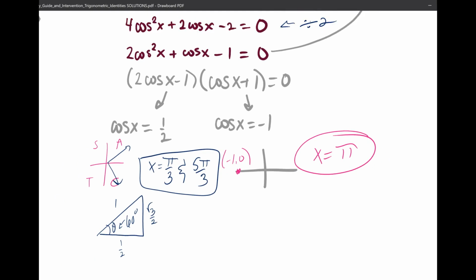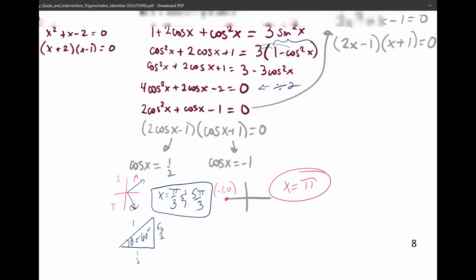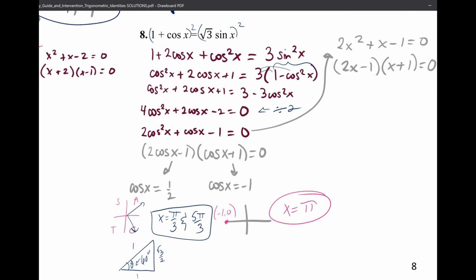So I know cosine of x equals negative 1. Well, that's going to be at pi. On the left side, where is cosine equal to 1/2? Well, that's positive, so that would be at pi over 3 and 5 pi over 3, except we're not done. I need to plug in and see if this is actually true. So I need to plug in for all these values. So I'll go ahead and do that.